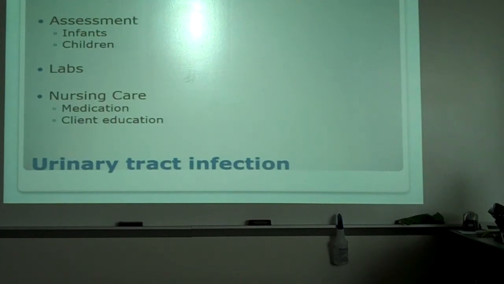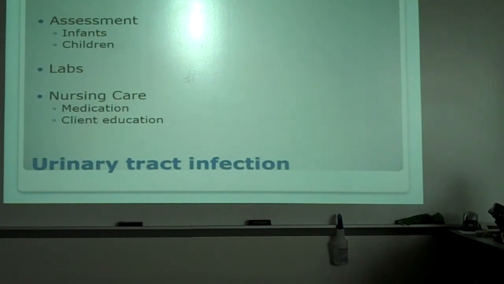So whenever we're assessing for urinary tract infections, most of the time, we'll have burning with urination. So a child may be able to tell you it hurts when I pee. Sometimes they have fever. They have to go to the bathroom a lot because they don't feel like they can empty their bladder completely. But what about an infant? How are we going to tell if they have a urinary tract infection?